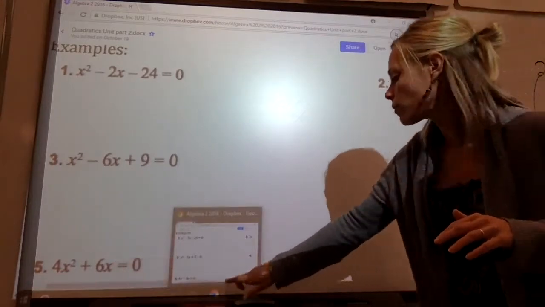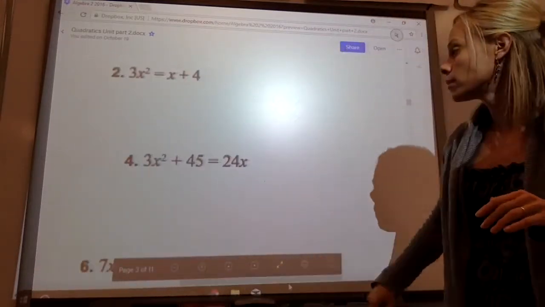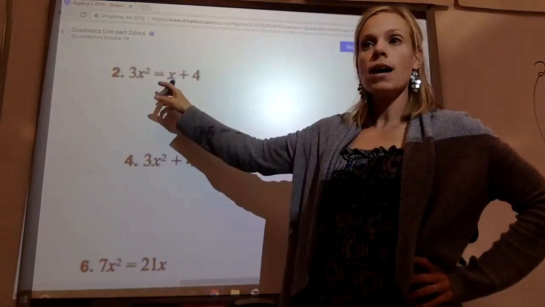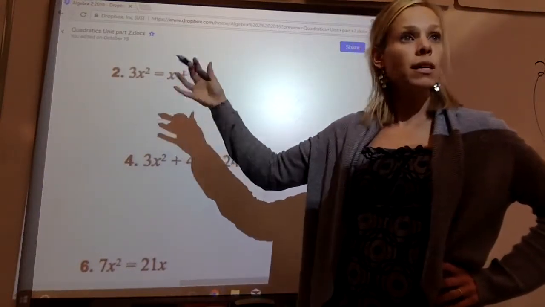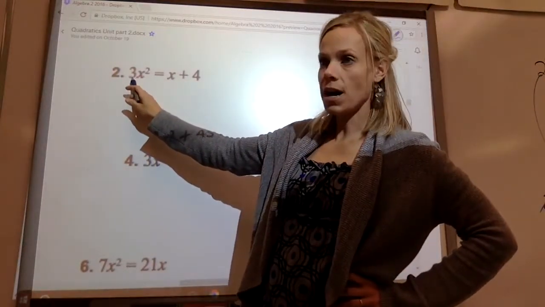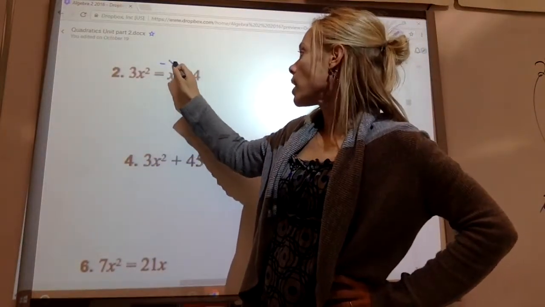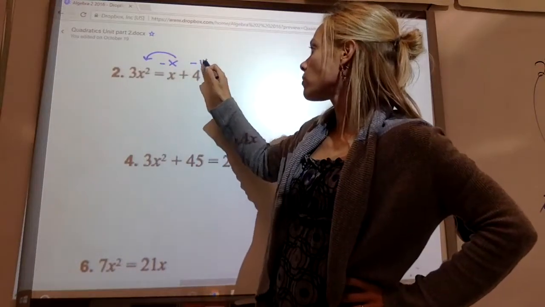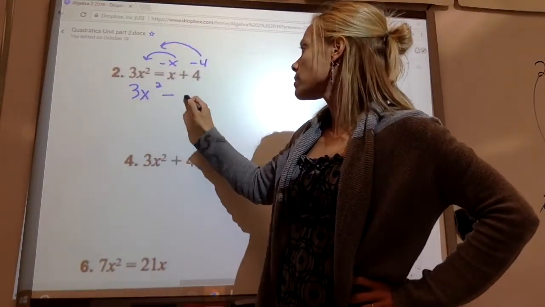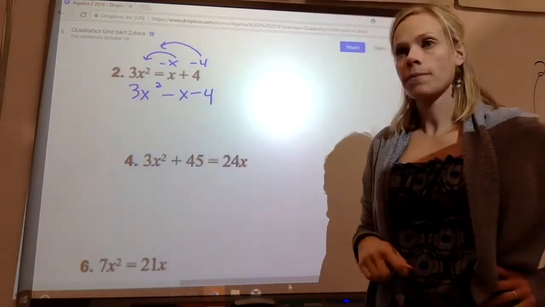Let's try one with A not being 1, right? If your quadratic's not in standard form, you do need to get it into standard form, and you always want to keep the A term positive. So I would subtract the x over, subtract the 4 over. So I get 3x squared minus x minus 4.